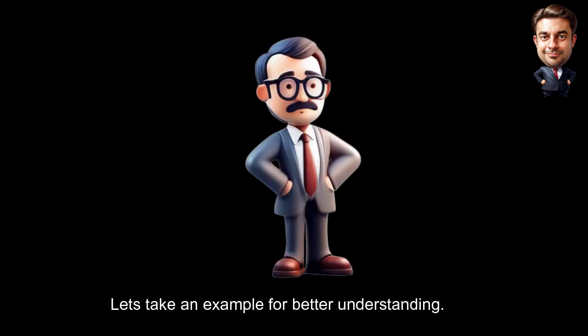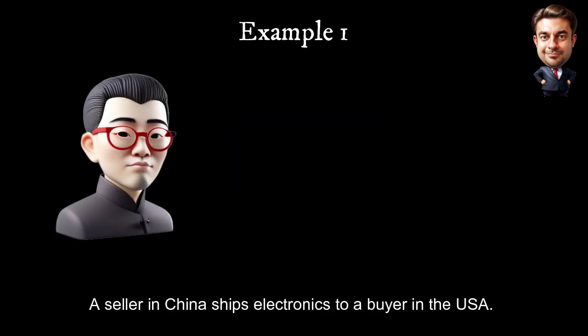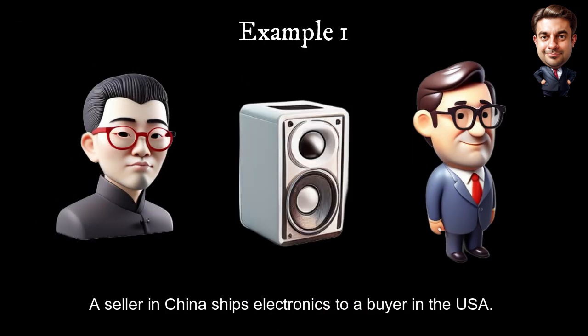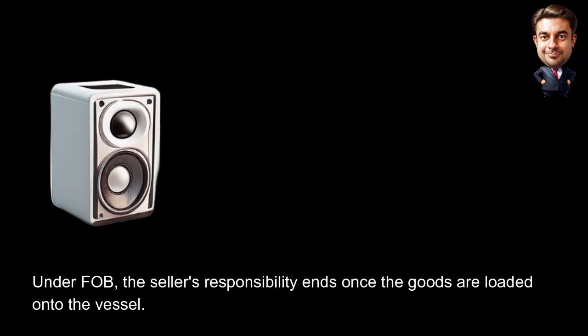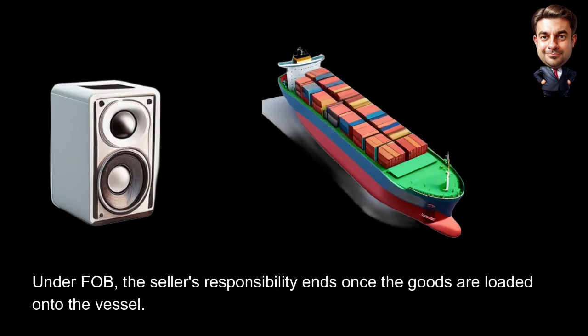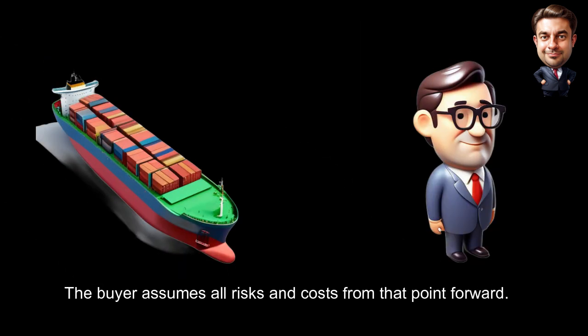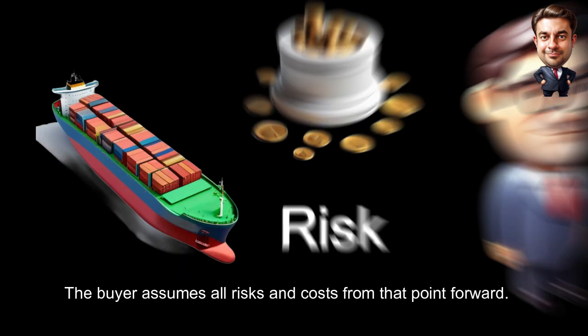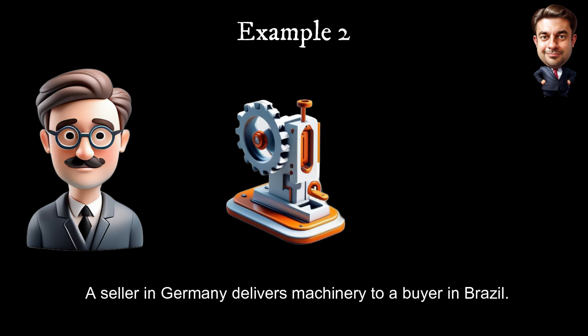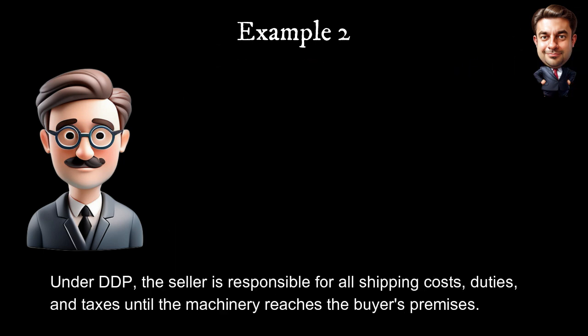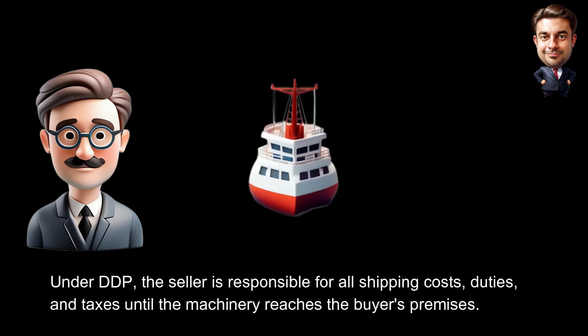Let's take an example for better understanding. A seller in China ships electronics to a buyer in the USA. Under FOB, the seller's responsibility ends once the goods are loaded onto the vessel. The buyer assumes all risks and costs from that point forward. A seller in Germany delivers machinery to a buyer in Brazil. Under DDP, the seller is responsible for all shipping costs, duties, and taxes until the machinery reaches the buyer's premises.